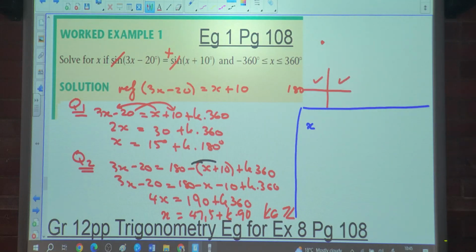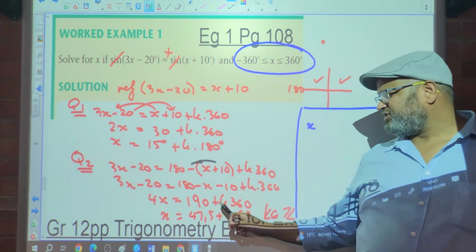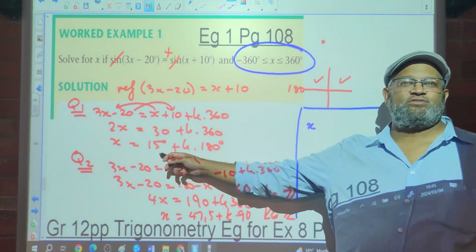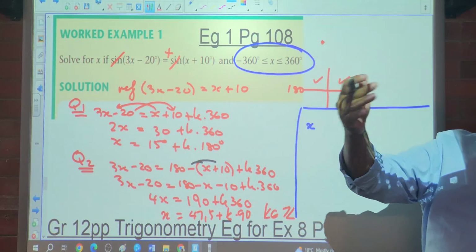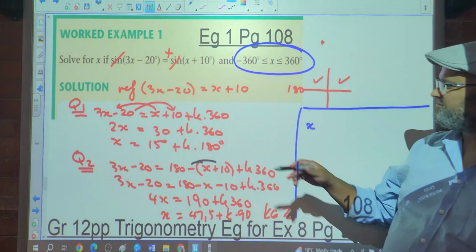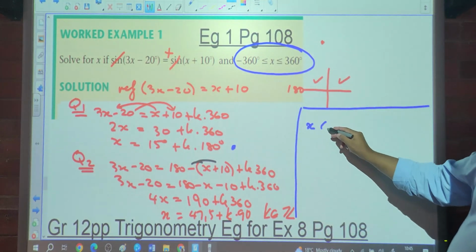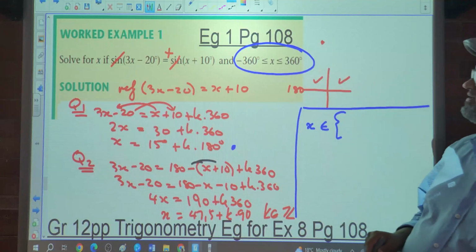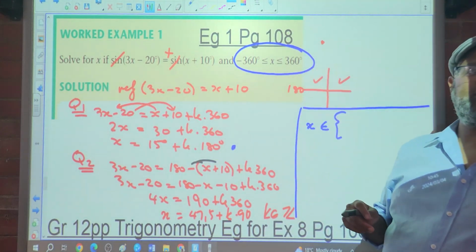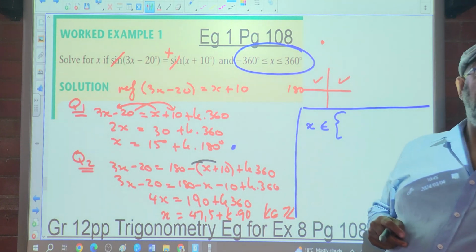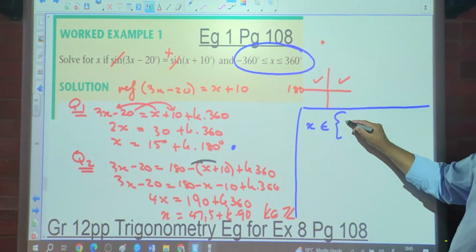Alright, so where do we start? Since there is a restricted domain, we're going to start subbing where k is equal to 0, then 1, 2, 3 till you can't get any more. Then minus 1, minus 2 and so on till you can't get any more. So let's start with the first one. So we say x is an element of, and we start listing. In your textbook, is it from negative 360 to 360? Yes. Okay. So let's go with 0 here.